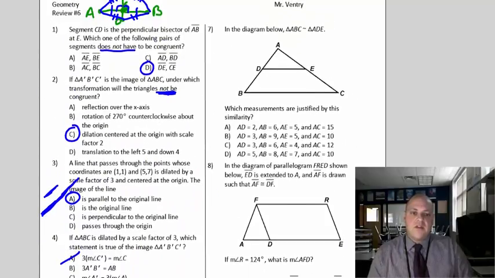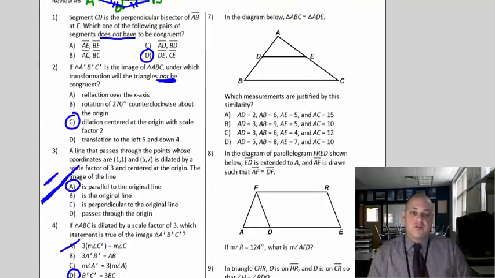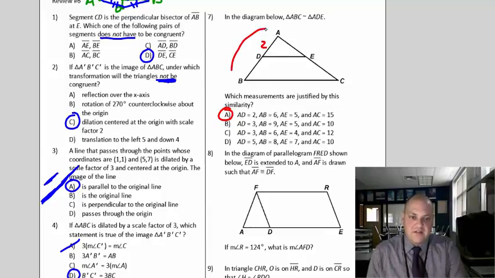All right. In the diagram below, these are similar triangles. Which measurements are justified by this similarity? It's going to be choice A. I did this ahead of time to save time. AD is 2, and you just have to test these out. AB is 6. AE is 5. And AC is 15.